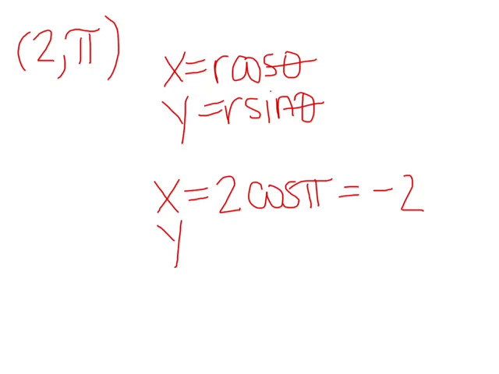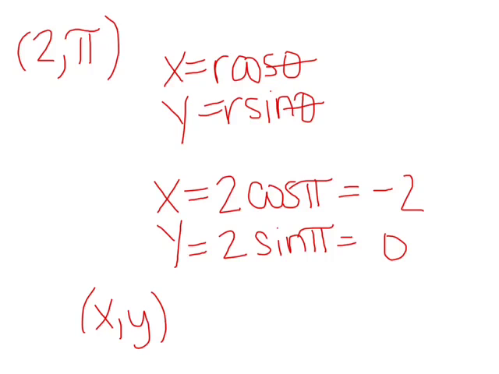For our y coordinate, we're going to take r times the sine of theta. The sine of pi is 0, so our y coordinate is 0. So in rectangular coordinates, 2 comma pi would be -2, 0. Now let's go the other way. I want to talk about the coordinate -1, 1 in rectangular, and we want to put this one into polar.